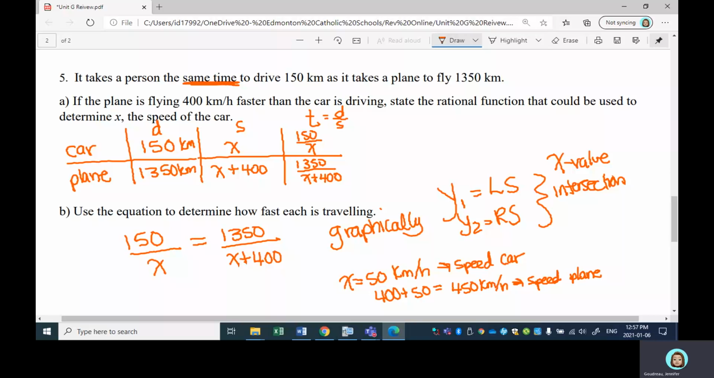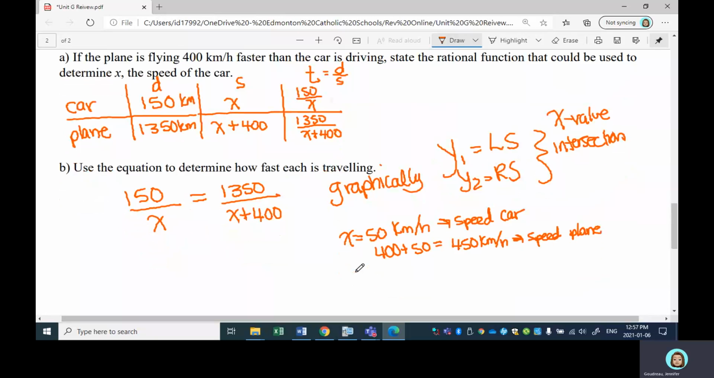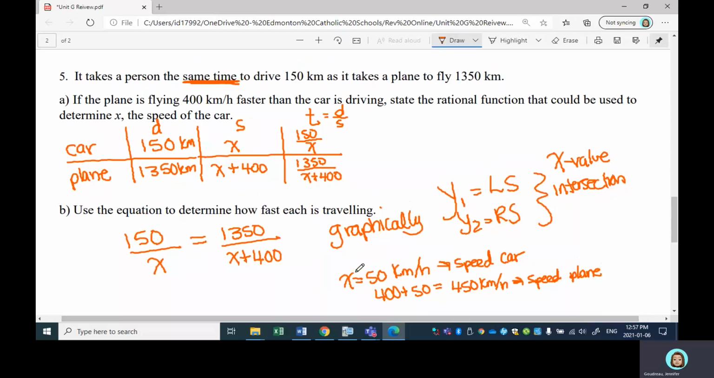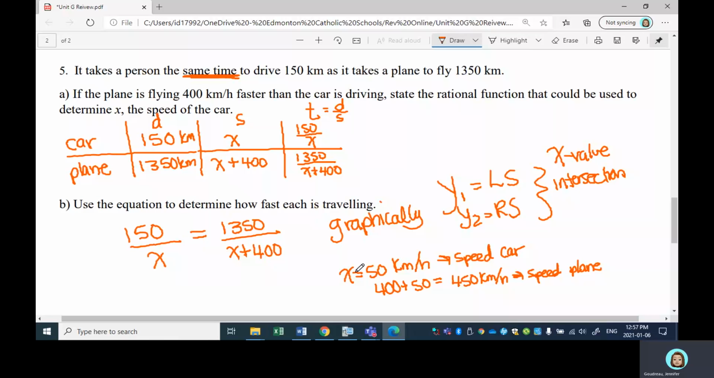So that's one example of a rational application question, and it also demonstrates how we can easily solve rational equations graphically. So that's the first half of the review of Unit G. The second half of the review of Unit G is with function operations and composite functions, and you can find that in the next video.